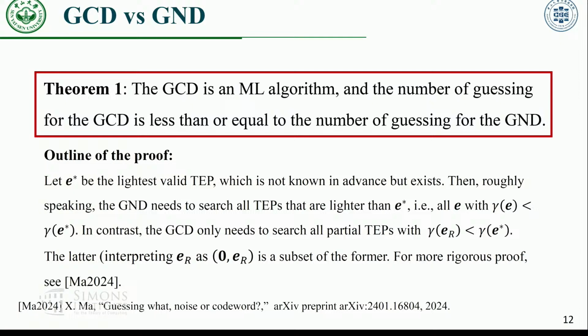In contrast, the GCD only needs to search all partial TEPs. So the latter is a subset of the former. We have a more rigorous proof for this. And actually, if the red part is heavier than the optimal one, then the optimal one must be the ML one, because the weight of the red part is increasing, right? See a picture.